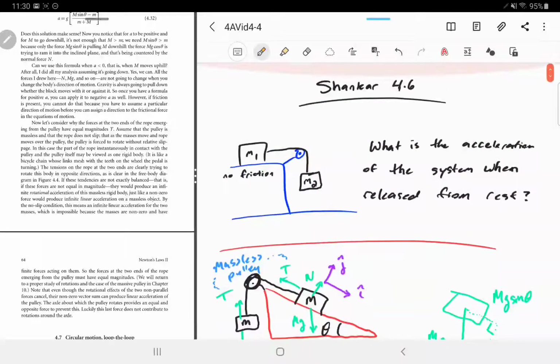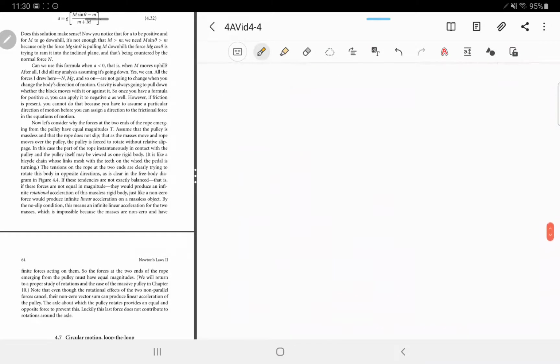So which one was capital M? Or M1 and M2. M1 is on the table. Okay, so we have M1. There's a tension. And because there's only one rope in this problem, I'm just calling it T. There's M1G, and then there's the normal force. And there's only one normal force in this problem, so I'm just going to call it N. If there were more than one normal force, I would probably give it a subscript 1, because it's the one connected to M1. And then for M2, that's the thing just hanging there. There's a tension, and there's M2G.